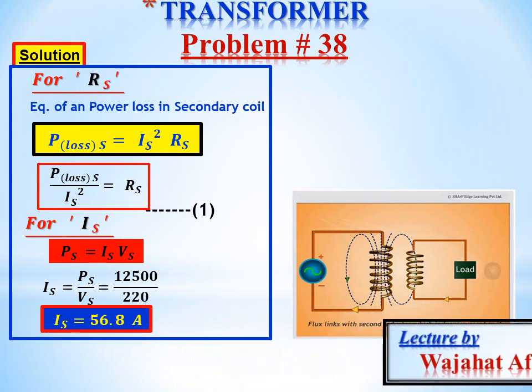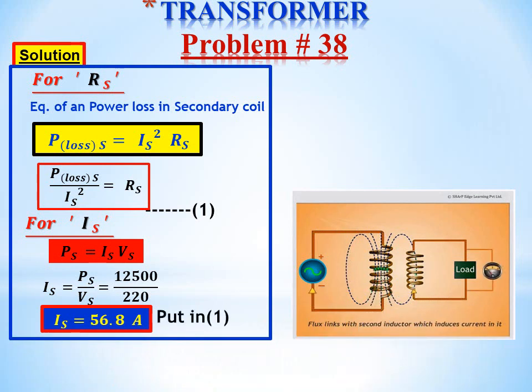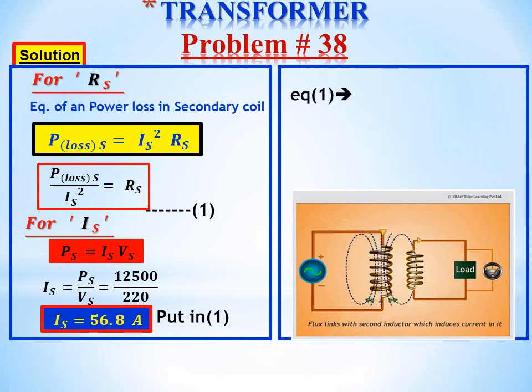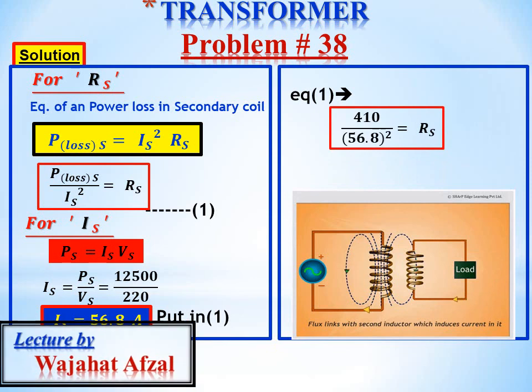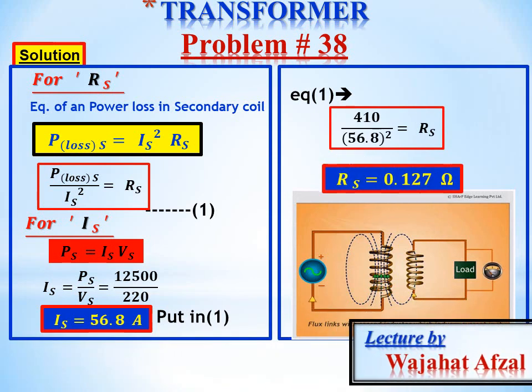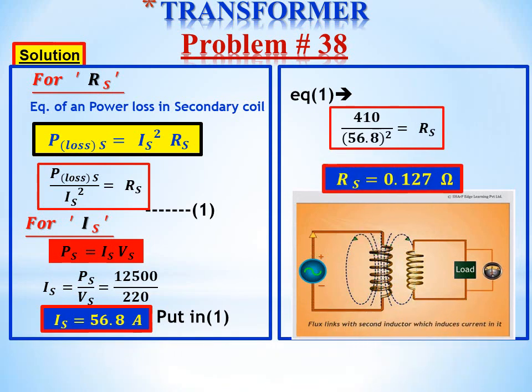Now put this value of IS in equation 1. So equation 1 will become 410 divided by 56.8 square, then our RS will become 0.127 ohm.